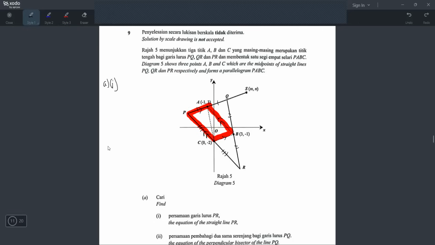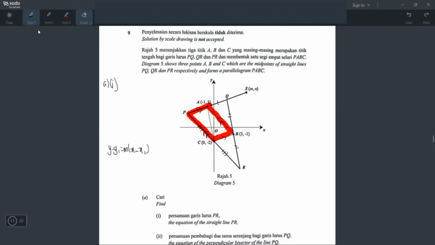Whenever we find an equation, we will always use this formula in Addmaths. We always use this formula: y minus y1 equals gradient times x minus x1. Okay. Or maybe some students want to use y equals mx plus c. Can also, up to you, right? But I will only use this formula when I'm doing Addmaths, right?